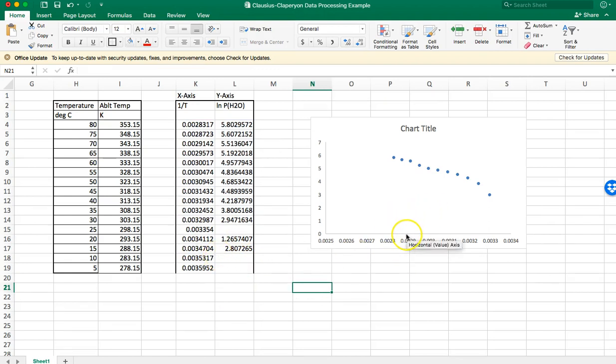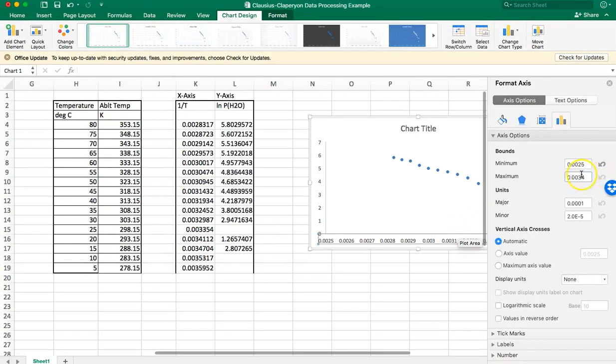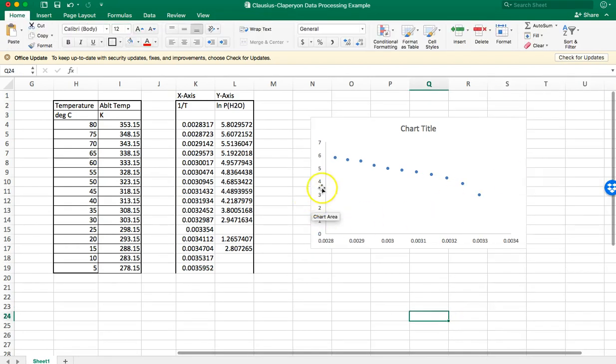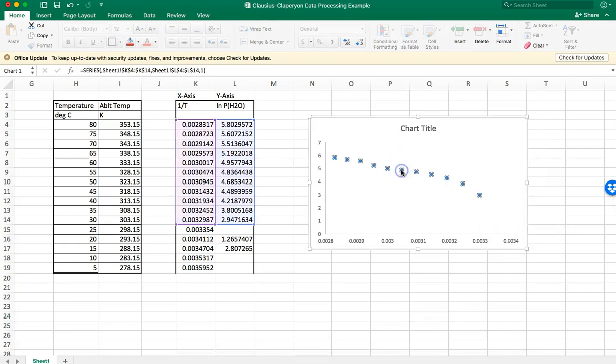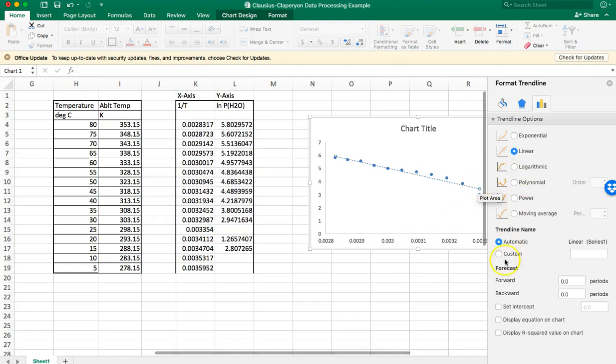And so we can even hone this in a little bit better. Let's go to 0.0028. Right, there we go. We can make the most use of our graph. We want to add a trend line, so we'll right-click, add trend line. Set equation, set r squared.